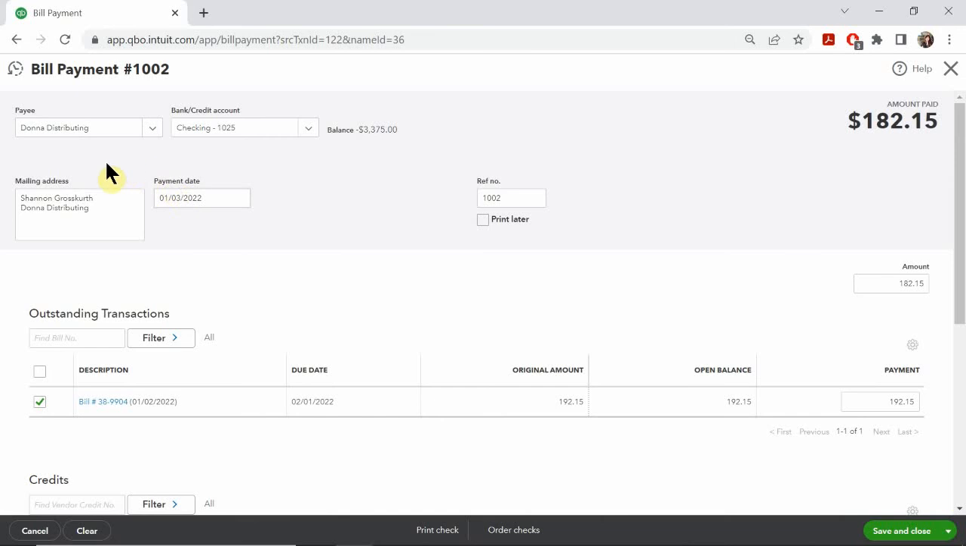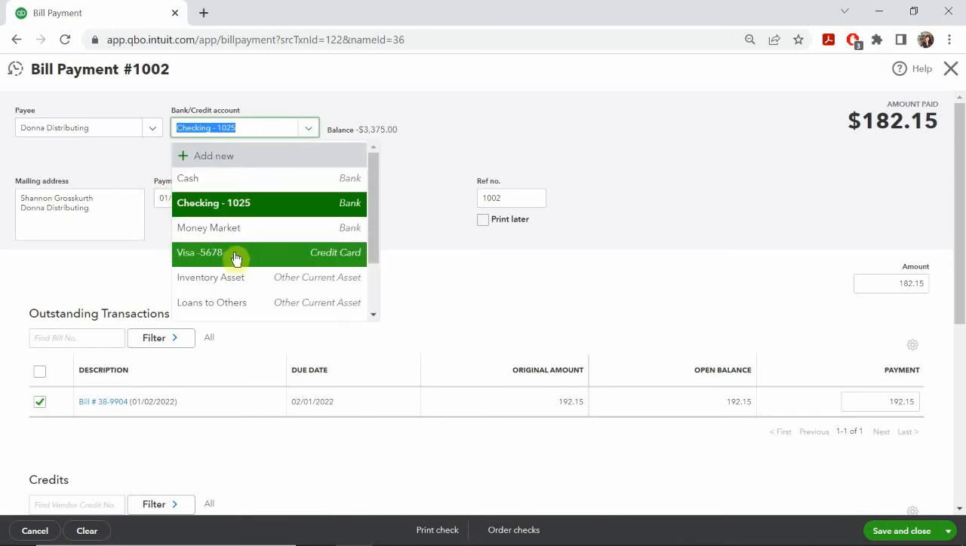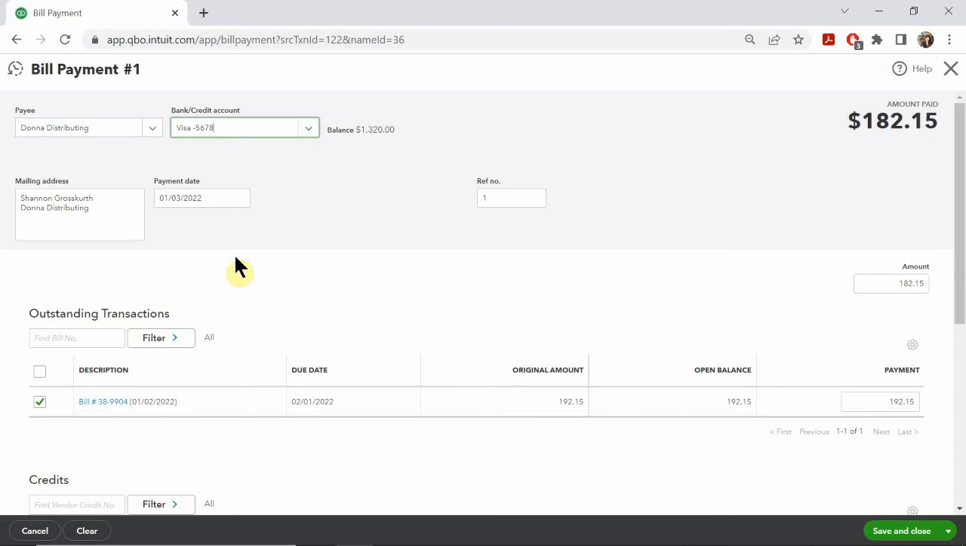Okay, so that's what we're going to do. We're going to go up to the top here. How are we going to pay? We're not going to pay from our checking account. We're going to pay with our Visa credit card. Okay, 5678. Okay, on the 31st of January. Okay, all right. Reference number.